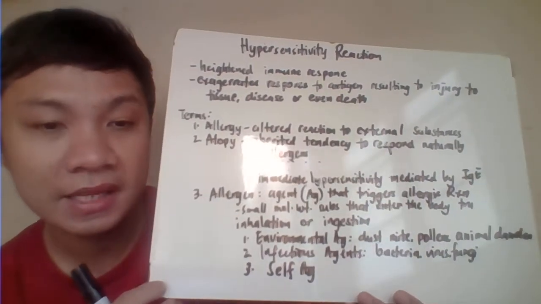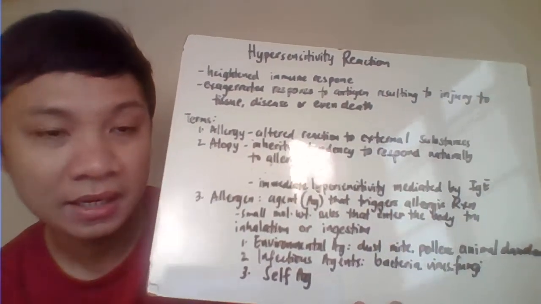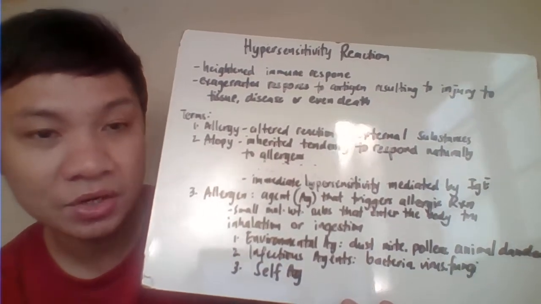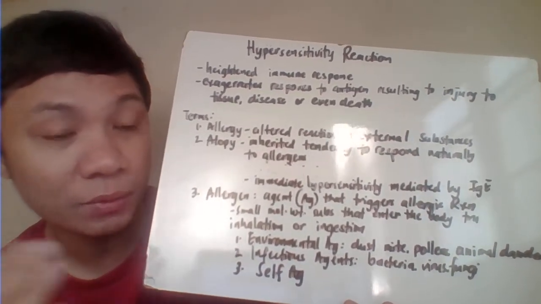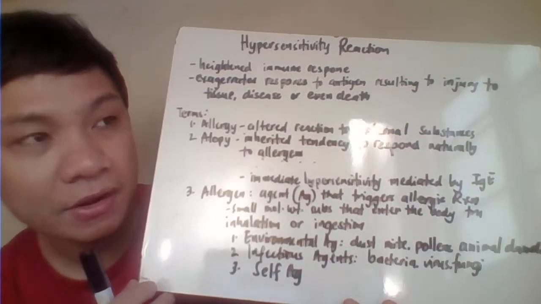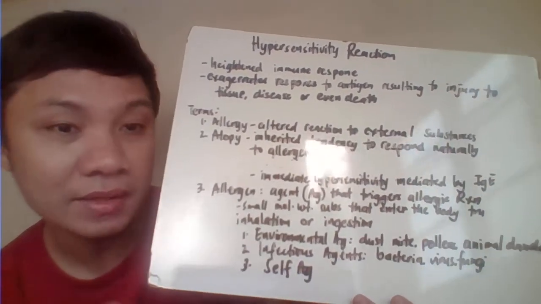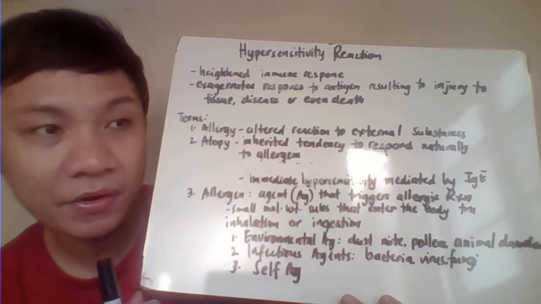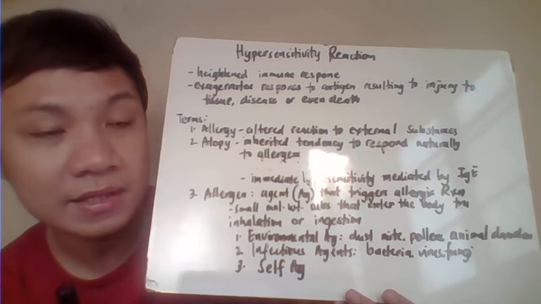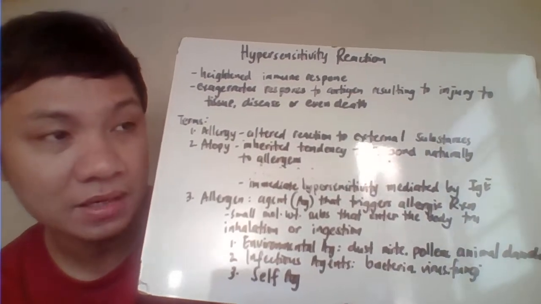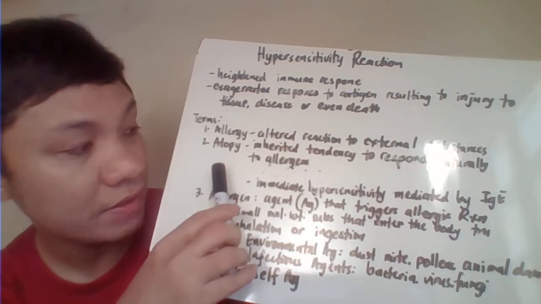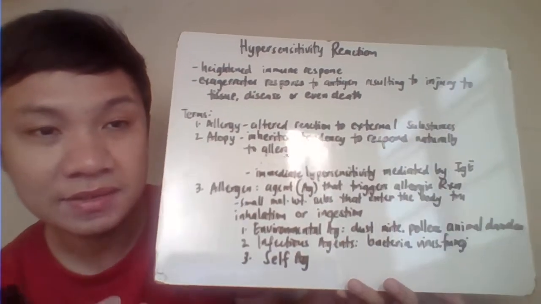Atopy, on the other hand, is just our inherited tendency to mount an allergic reaction against certain allergens. So it has a genetic basis. You have that one already inside your body. And most likely your atopy is an immediate response against the presence of your preformed IgE, synthesized in your mast cells and your basophil. It is more of an immediate type of hypersensitivity reaction. But again, it's just a genetic basis.